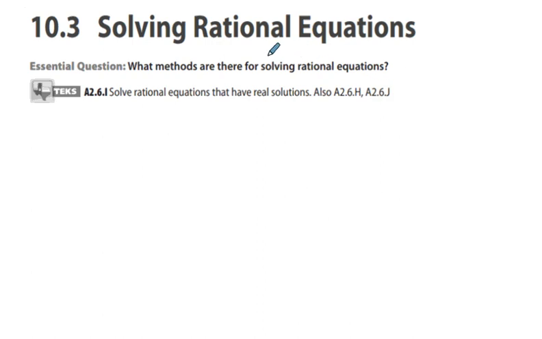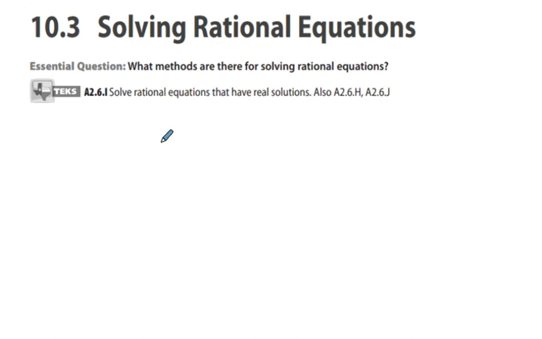So this section 10.3 builds upon section 10.1, which is adding and subtracting rational expressions, and section 10.2, which is multiplying and dividing rational expressions. Now, solving rational equations is where we're going to put into practice what we learned in sections 10.1 and 10.2, in combination with factoring and other techniques of algebra to solve equations. And basically, what methods are there for solving rational equations?